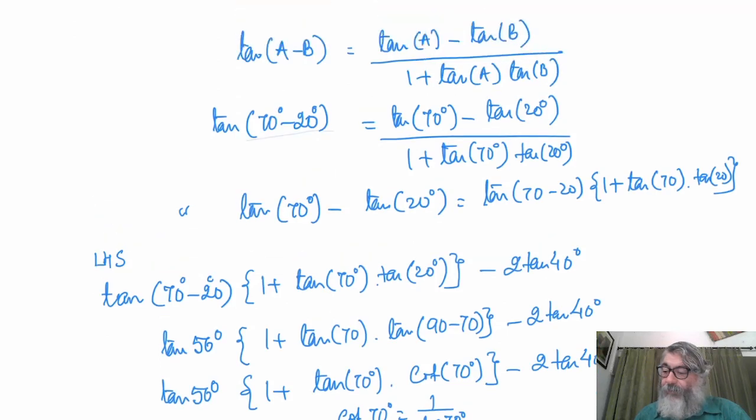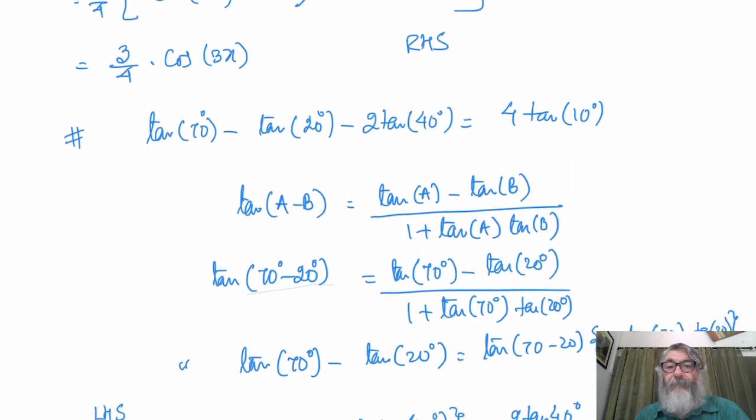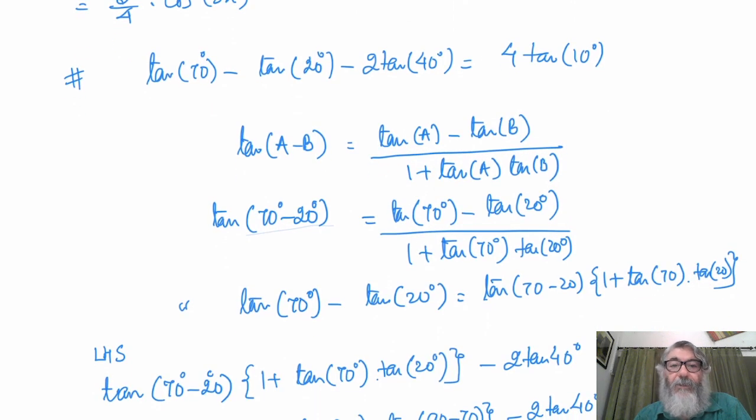Okay children, let's do the next sum. We are doing the next sum as I have already done without starting the recording. tan 70 minus tan 20 minus 2 tan 40 is equal to 4 tan 10. So we are going to use the formula tan A minus tan B. Sometimes it happens, I started the teaching without realizing that I had not started the recording.